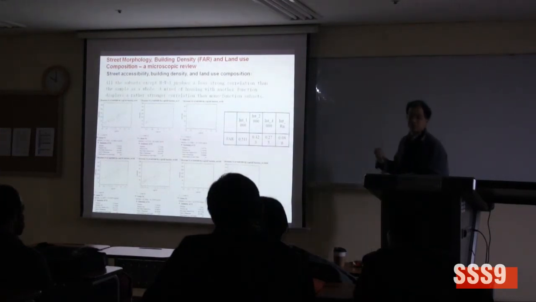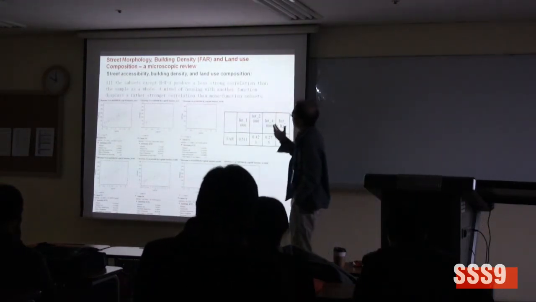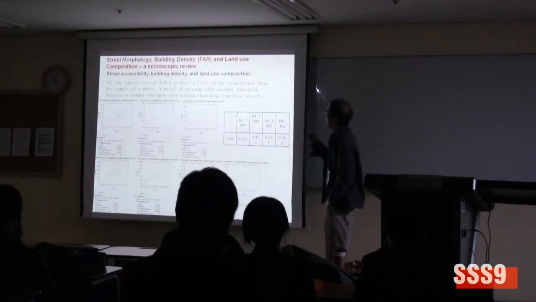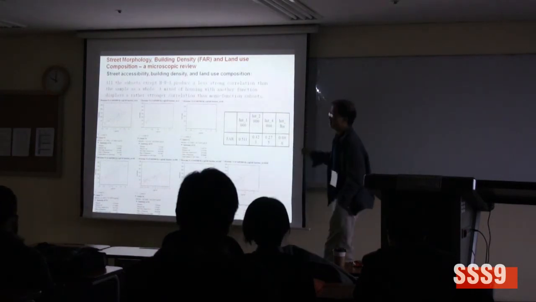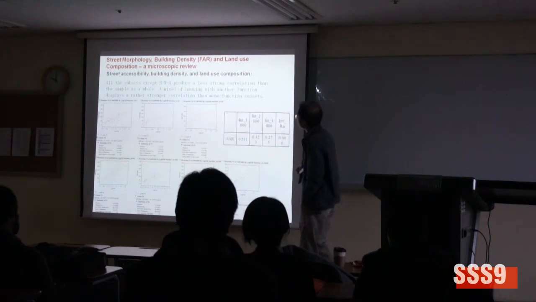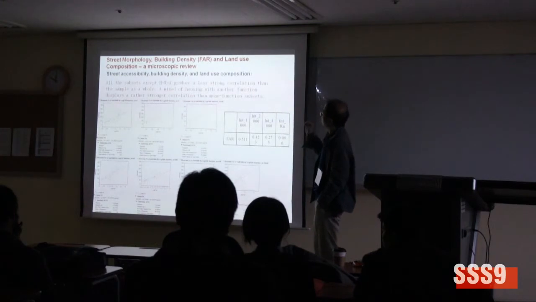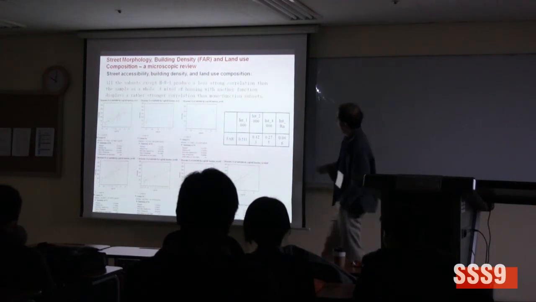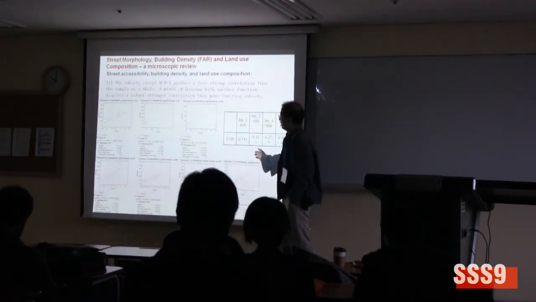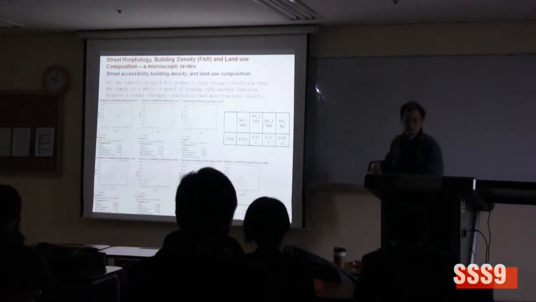All the subsets except the triple mixed use produce a less strong correlation than the sample as a whole. A mix of housing with another function displays a rather stronger correlation than mono-function land use types. And another point is, similarly, when you analyze approaching larger radius, the correlation goes down.